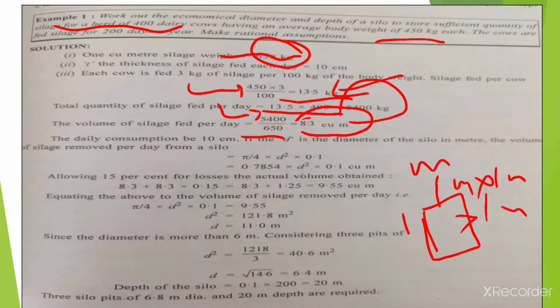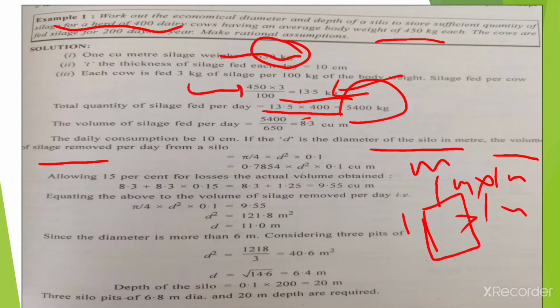Now the daily consumption is to be 10 centimeters, right? So if D is the diameter of the silo in meters, then the volume of the silage removed per day from a silo is equal to pi by 4 into D square into 0.1.